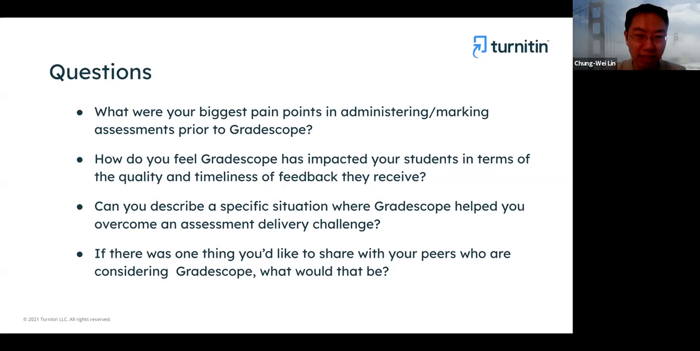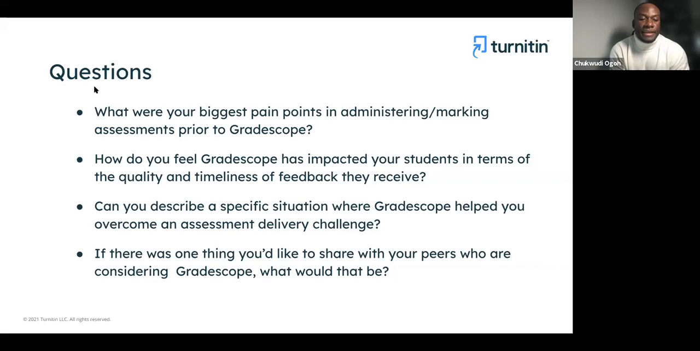I think the biggest pain point is there are too many submissions, too many students, and the overall process is too slow. Yeah, it's too slow and it's too tiring, and as a result, it will not be consistent. I think it's like a snowball. But from the beginning, I think it's too many students, too slow. And with Gradescope, it's much faster. That's my biggest pain point.